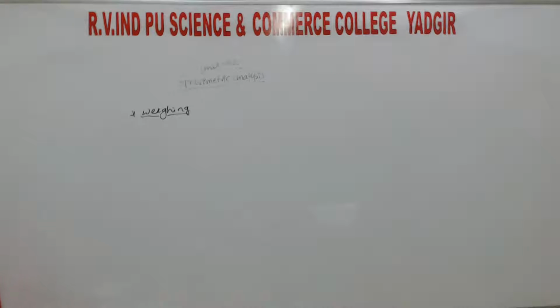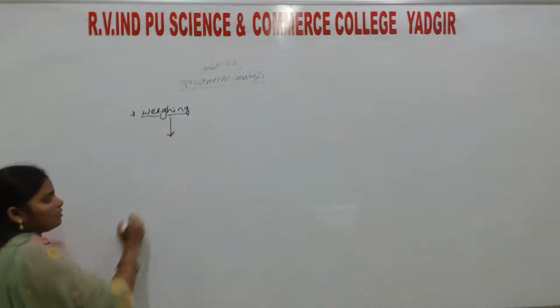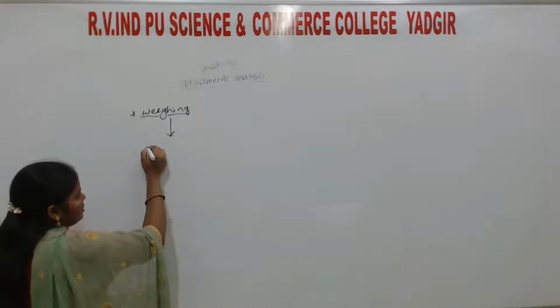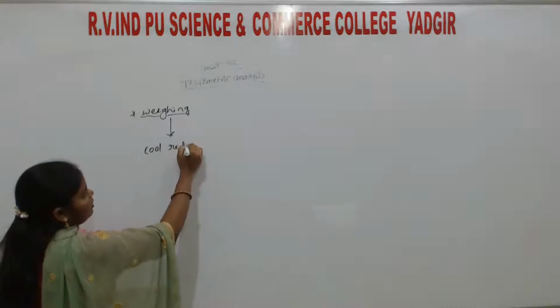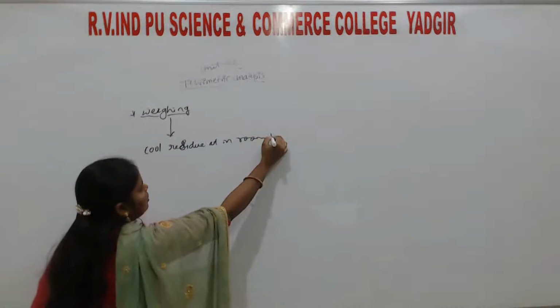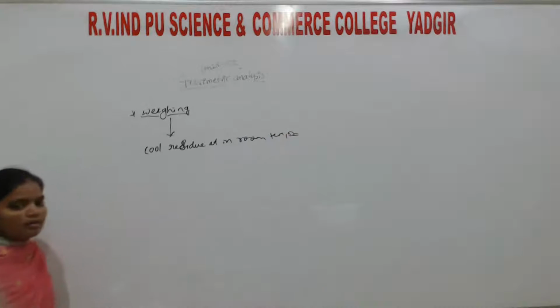The weight of the residue is taken. Finally, you get the weight of the residue. Before taking the weight, the residue should cool to room temperature. You cool your residue at room temperature, avoiding warmth from handling. The residue should cool to room temperature, and a desiccator is used for cooling.